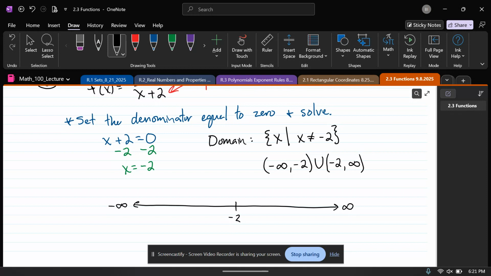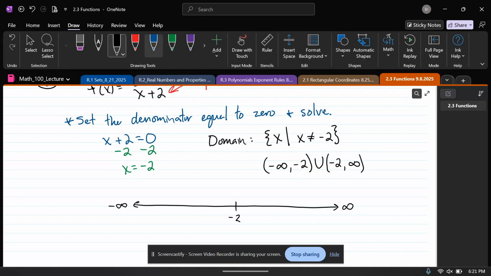After I jump over the negative 2, I'm landing right after it, right up against it. And then I'm going on forever again. I don't have any other numbers that cause me problems. The only problem I have is the negative 2, so I've got to skip it.